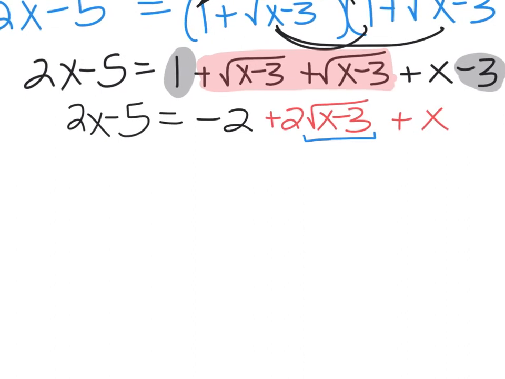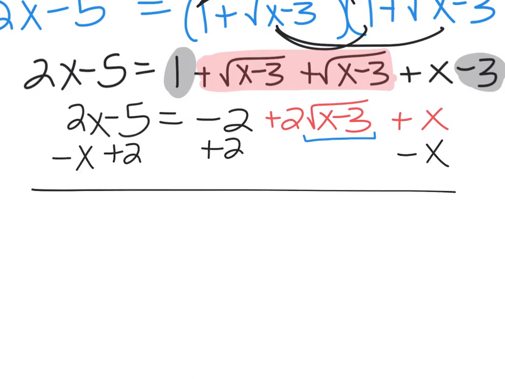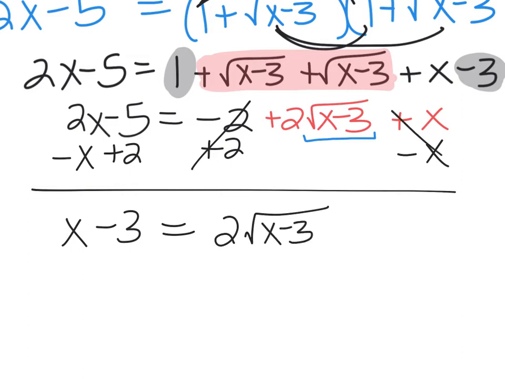So let's subtract this x over to its like term, and let's add the 2 over to its like term, and that'll give us x minus 3 equals 2 times the square root of x minus 3. That's gone. Now you could divide by 2 on both sides here, but that's going to give you fractions. So let's go ahead, because these are multiplied, this is one term, we can go ahead now and square both sides to get rid of the square root.